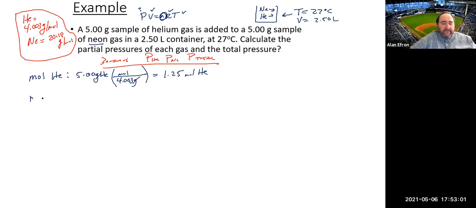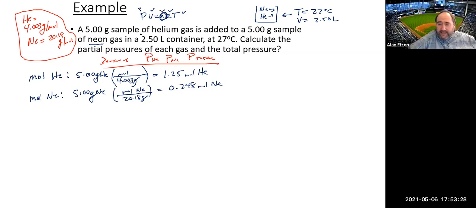The moles of neon will be 5 grams, divided by the molar mass of neon, which is 20.18 grams per mole. Again, grams cancel, and it looks like 0.248 moles of neon. By doing those calculations, we've now got the moles of each gas, which is what we were missing. First off, any questions on that?